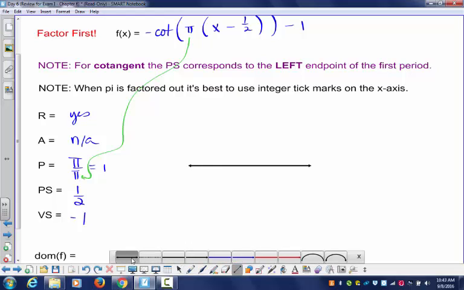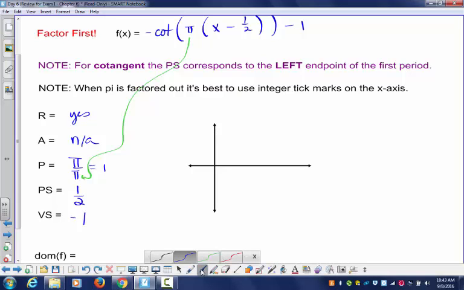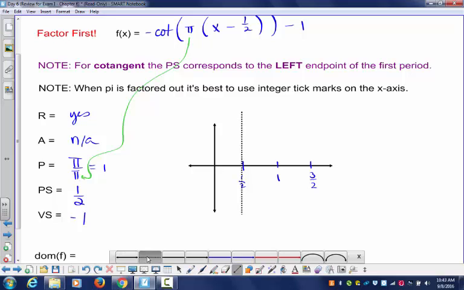follows, just like the other trig functions that aren't tangent, we start at the phase shift and add the period. So let's see, our phase shift is positive 1/2. So we'll put a tick mark right there, positive 1/2. And then where do we end up for the right end point of that period? 1.5, 3/2. Let's see if I can stretch that a little bit. That's 1/2, and that's 1, and then that's 3/2 right there. And cotangent, asymptotes on the edges.